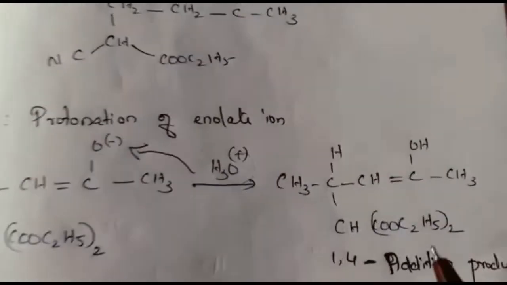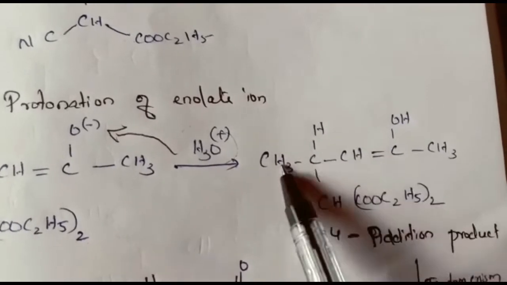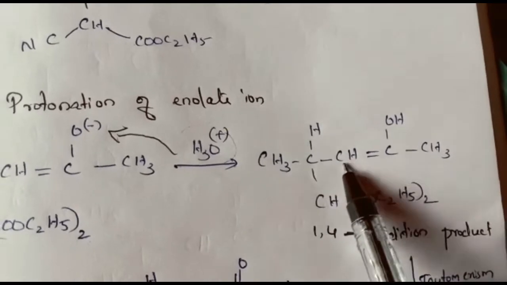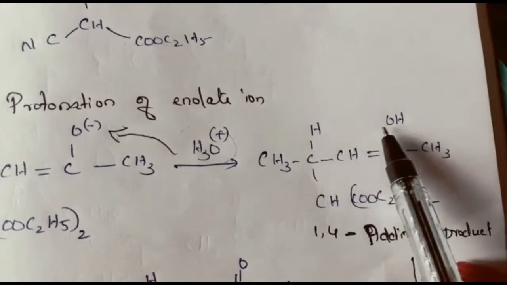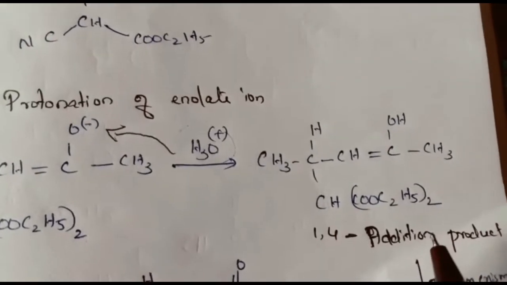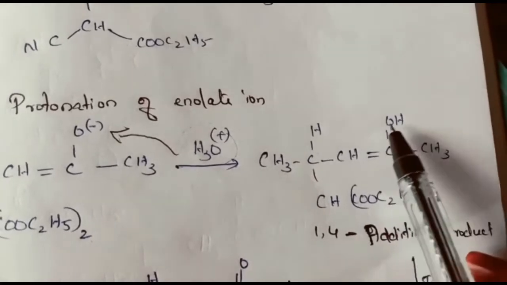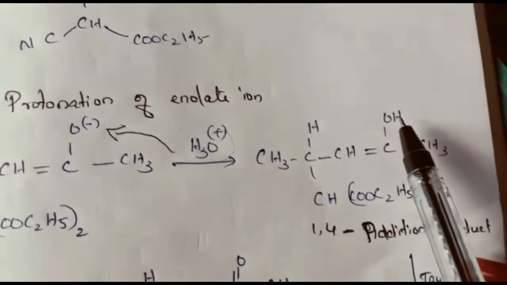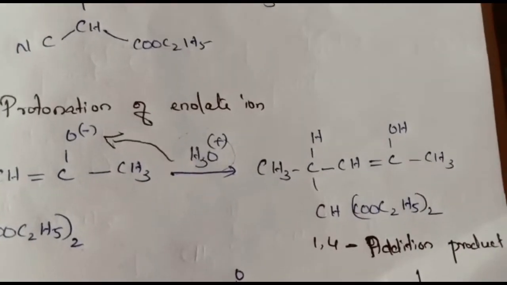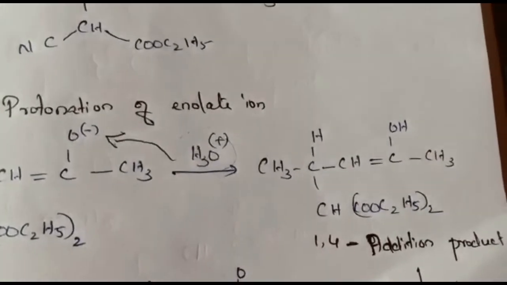So this is a 1,4 addition product because this is a carbon atom which contains these groups. So the number of carbon atom is 1, 2, this is the third carbon and this is the fourth atom. That is why it is known as 1,4 addition product. Here it is first carbon, second carbon, third atom and fourth atom. This oxygen is the fourth atom. So this hydrogen addition takes place to this fourth. That is why it is known as 1,4 addition product.